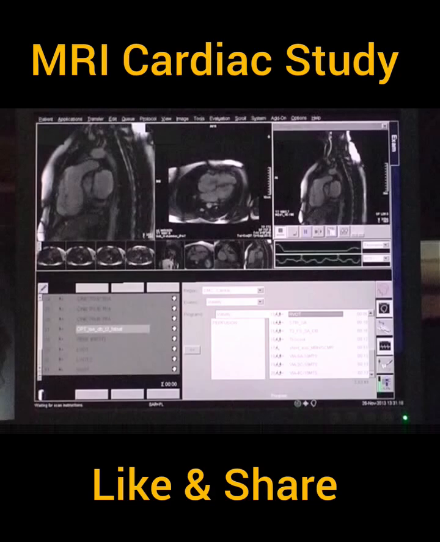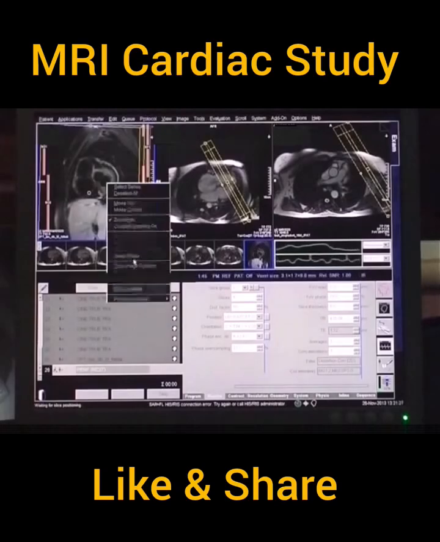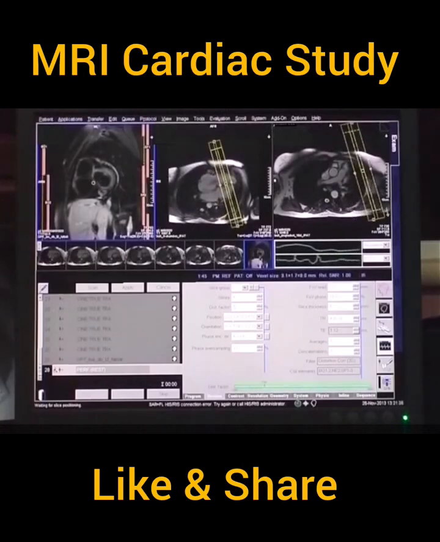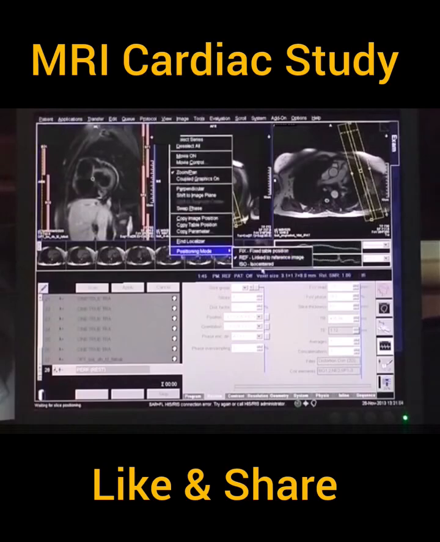After the routine sequences, gadolinium is injected at a dose of 0.1 to 0.2 millimoles per kg body weight. In this patient, 10 ml of gadolinium is used. Perfusion images are acquired from the start of the IV infusion. 4 short axis views are taken, and this is being planned right now.